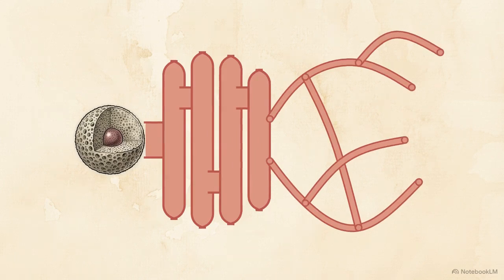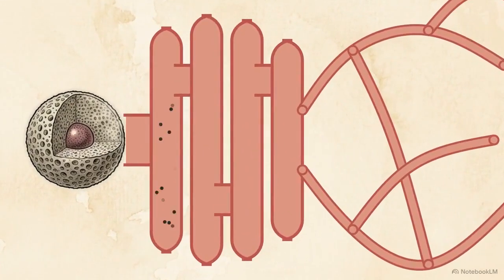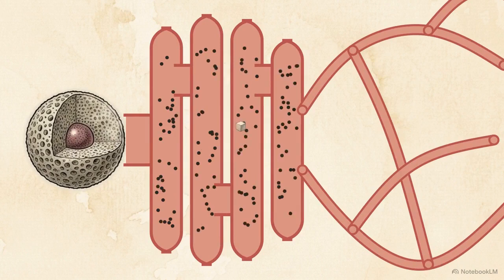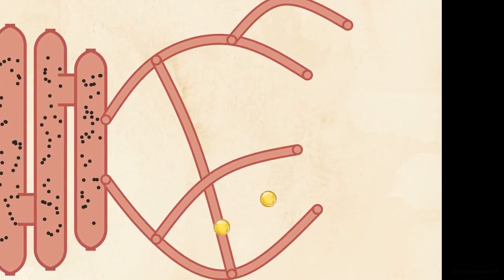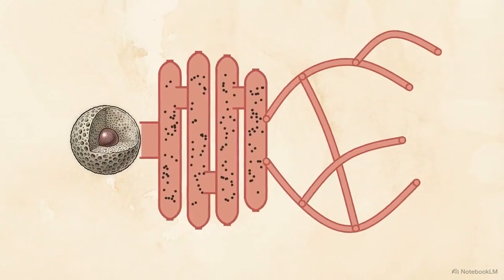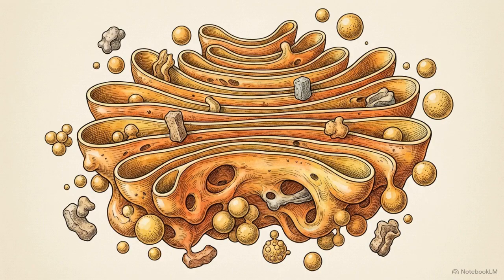Zooming into the rough section, you can see it is studded with tiny workers called ribosomes, which are busy producing geometric protein blocks. Panning over to the smooth tubular section, which lacks ribosomes, the factory shifts to producing circular lipid droplets, or fats. Once those proteins and lipids are built, they need to be processed and shipped.